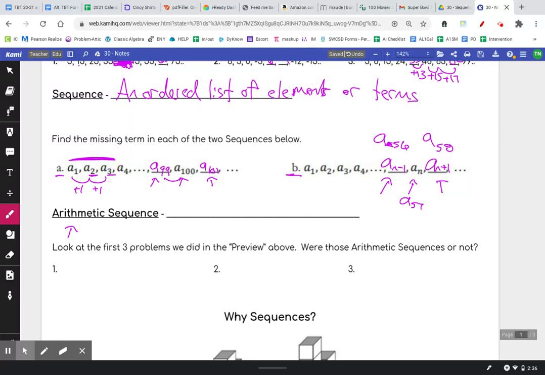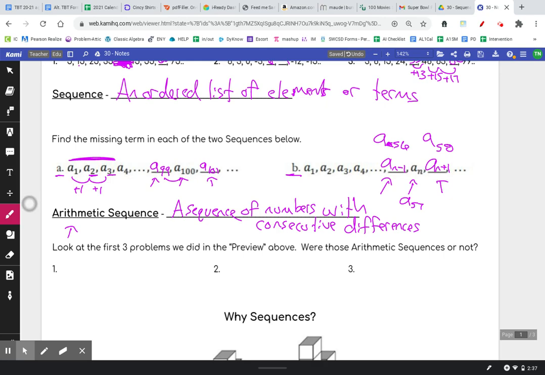An arithmetic sequence is a sequence of numbers with consecutive differences. Okay, meaning we're just looking for ones that have the same consecutive differences.